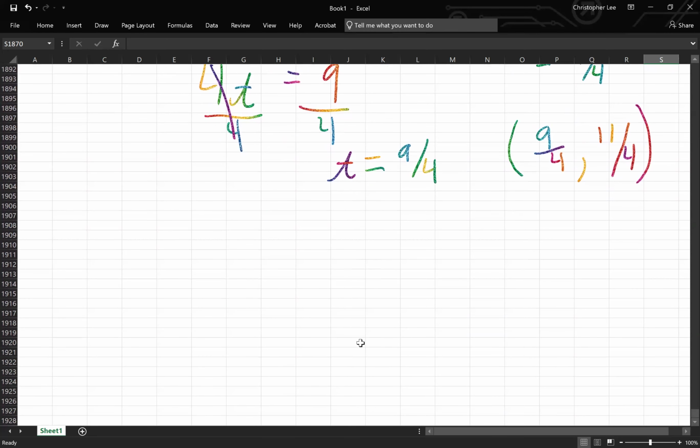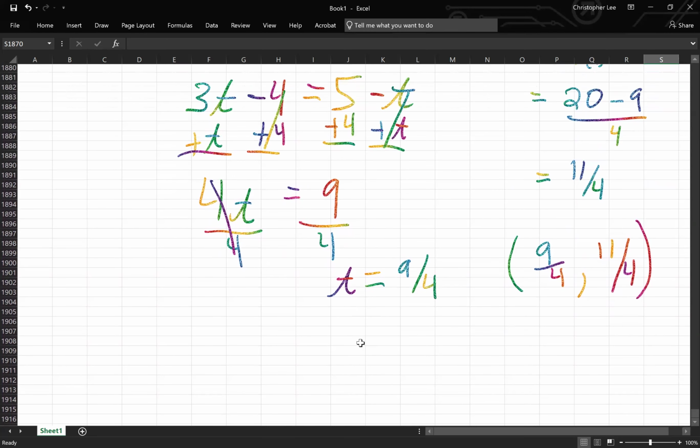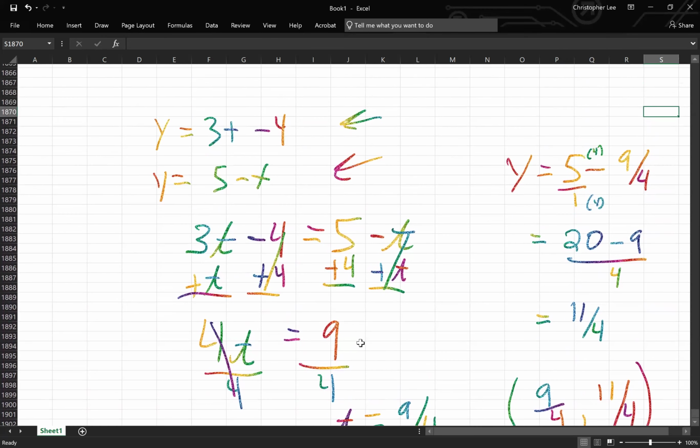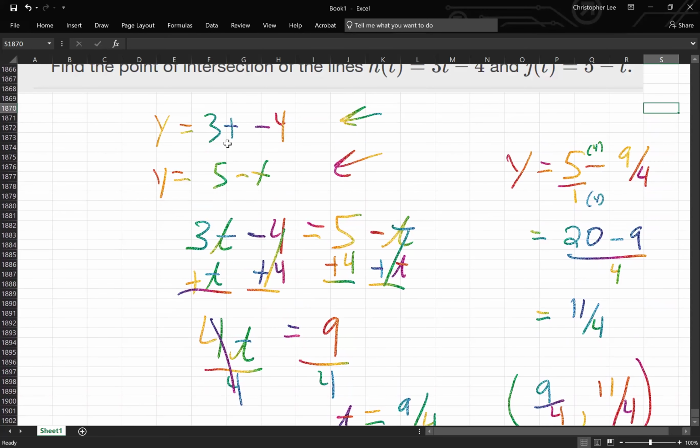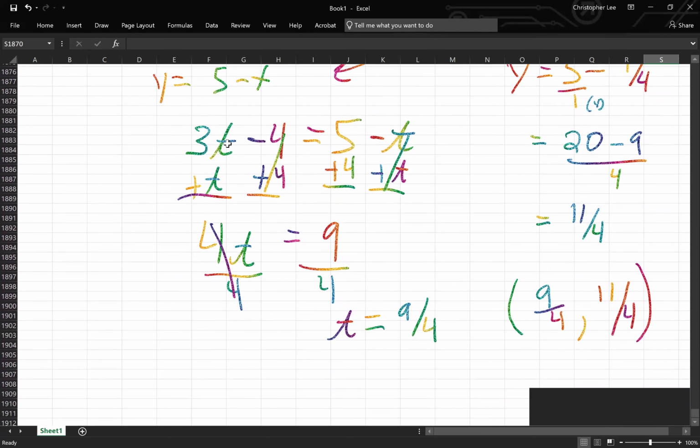Plug that with the x's, or with the y's. Yeah, I could have done it in the first one. It just looked like that would have been more math, so that's why I was trying to avoid math.